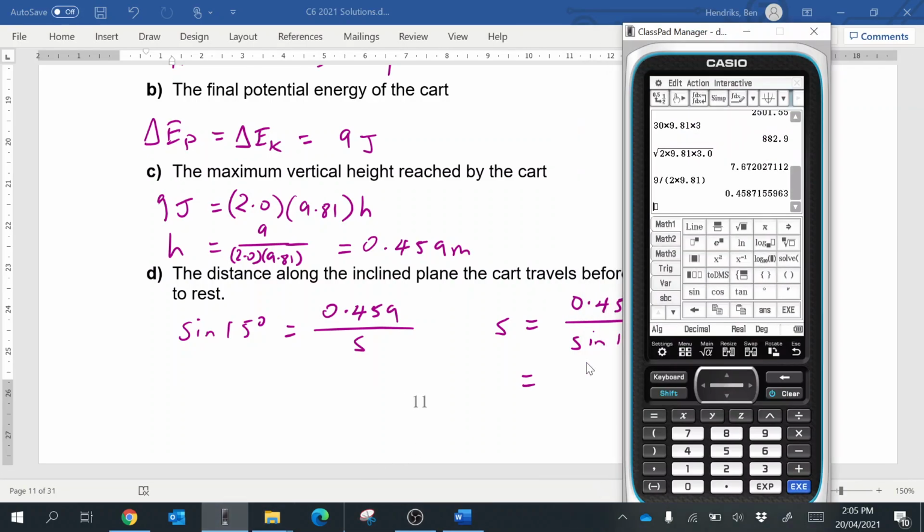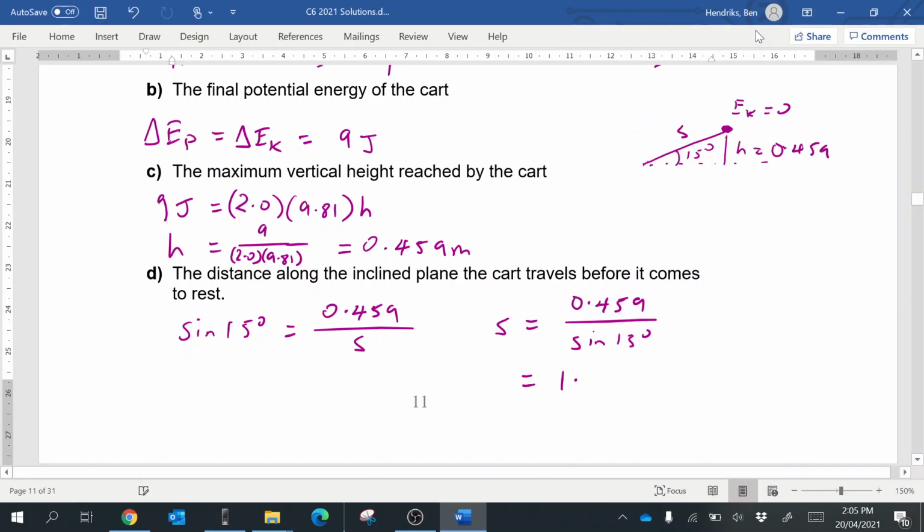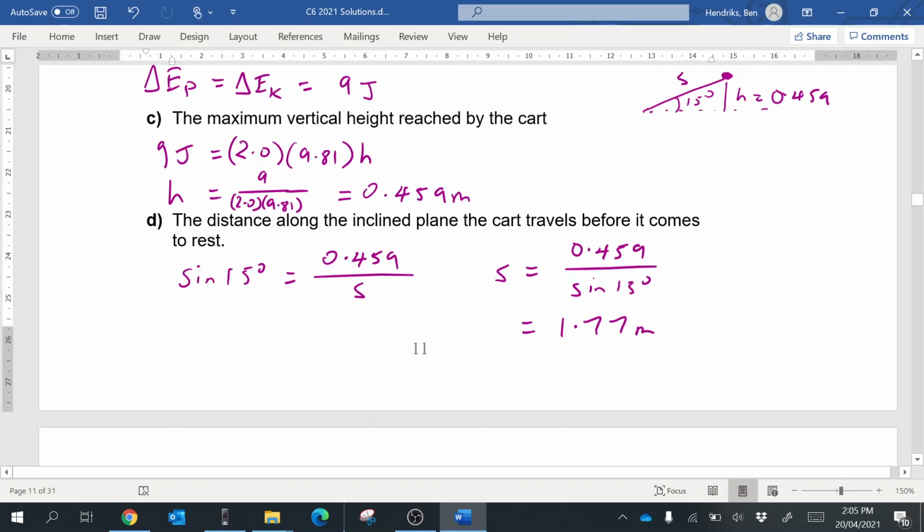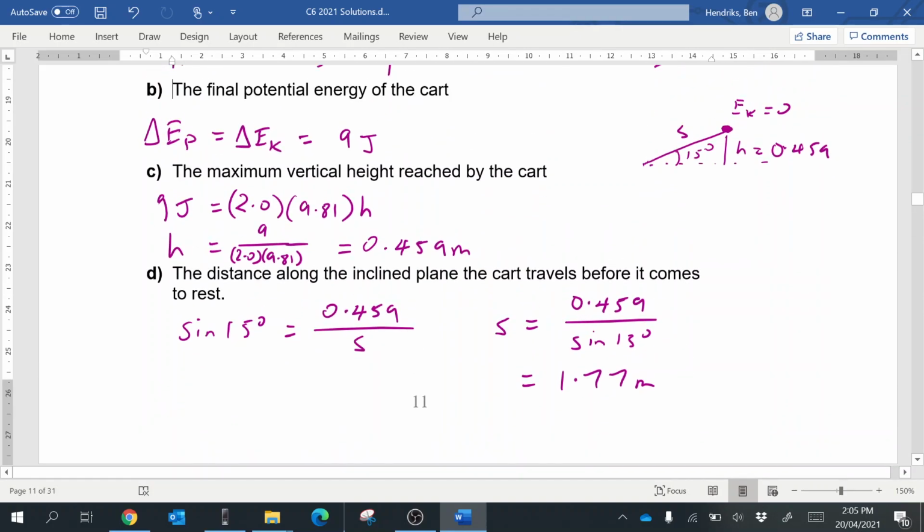And then we're going to get that onto our calculator. Make sure your calculator is in degrees. And then we can get our trig functions. So 0.459 divided by sine of 15 degrees gives 1.77 meters. So the distance that went up the ramp, or inclined plane, was 1.77 meters. We have another example for the next lecture.